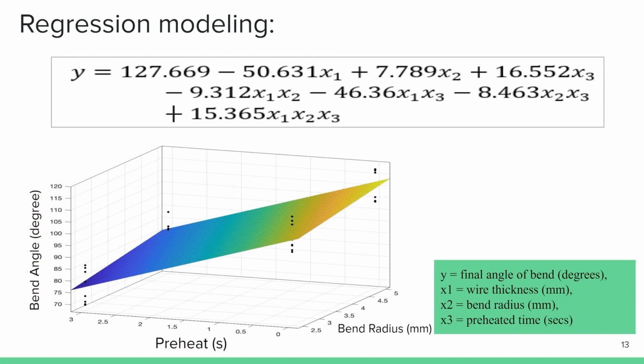Regression modeling. The statistical correlation of criteria and predictor variables is characterized through a regression model. The response model equation obtained shows that heat treatment, bend radius, and the three-factor interaction have an explicit impact on the final angle of bend. The response surface model plotted for two significant factors renders the impact to be linear. The empirical relation states the angle of bend increases by 7.789 per unit increase of bend radius in mm, and by 16.552 with each increase of preheating time in seconds.